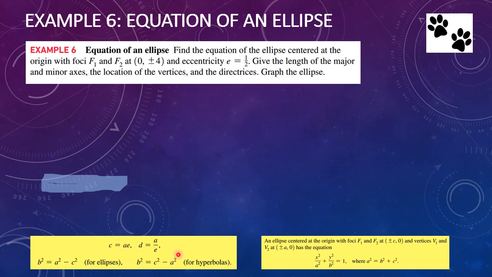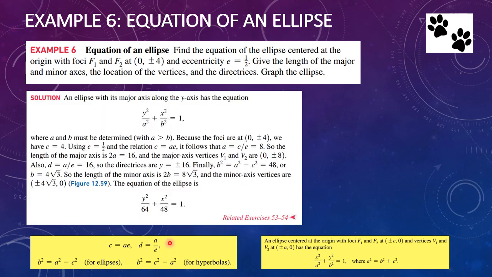Okay, and now that we've calculated the value for A, we can calculate the value for D, and we just said that A is equal to 8. So D is going to be 8 over 1/2, or 16. So we've got A, we've got the length of the major axis, we did that. I just calculated D, which is A over E. So the directrices are at y equals plus or minus 16.